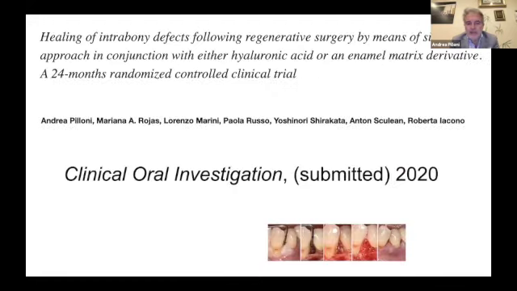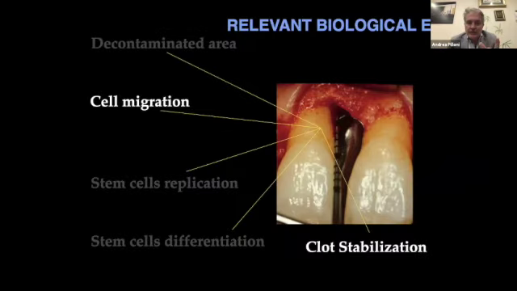application. And now, very recently, we submitted a paper, thanks again to the group in Sapienza and Tony Sculian and others, looking at 24 months healing of infrabony defects. So looking at regenerative surgery, 2 issues that are very important are cell migration and clot stabilization. Cell migration means cells that need to move from one area to another, and clot stabilization, because we all know how central the role of the clot is, which has to be stable within the area.